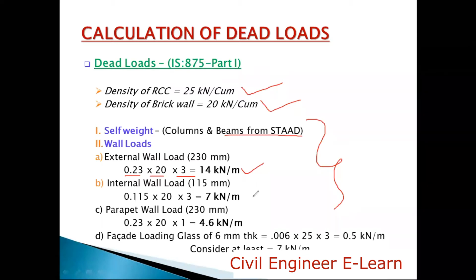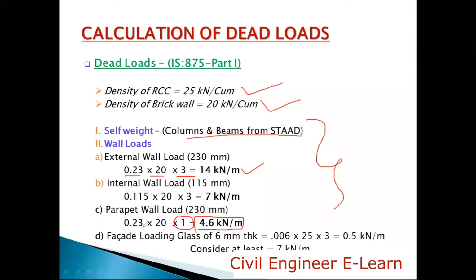An internal wall is half of the external wall, so the load would be 7 kN per meter. And then parapet wall is nothing but a small height of wall which would be provided on the terrace slab, whose height usually would be 1 meter. And thickness of the wall would be 9 inches or 230 mm. Density of brick wall is 20, and height of the wall is 1 meter, and for that wall it is 4.6 kN per meter, right?